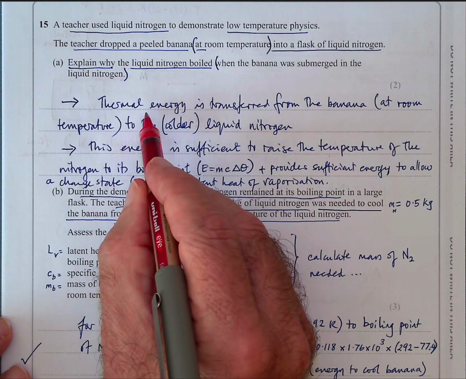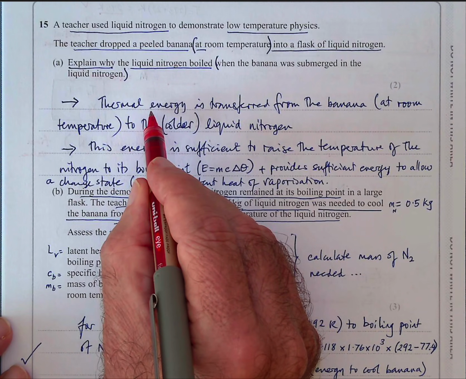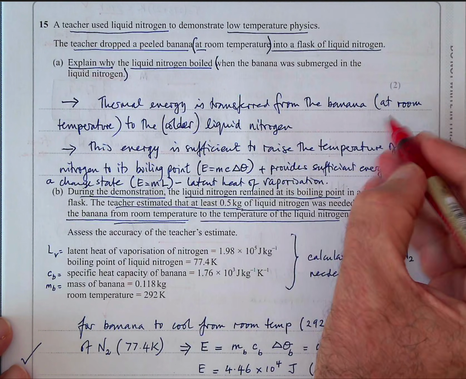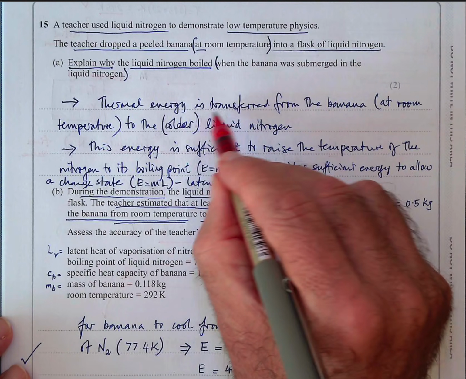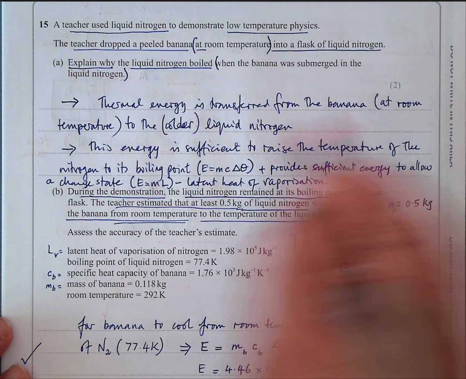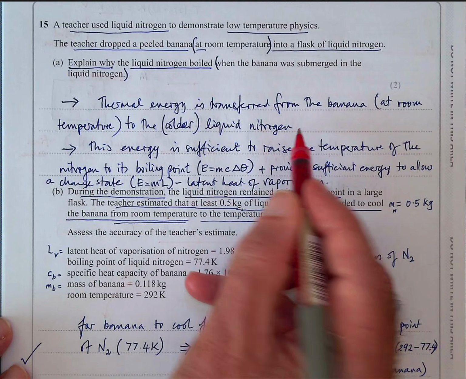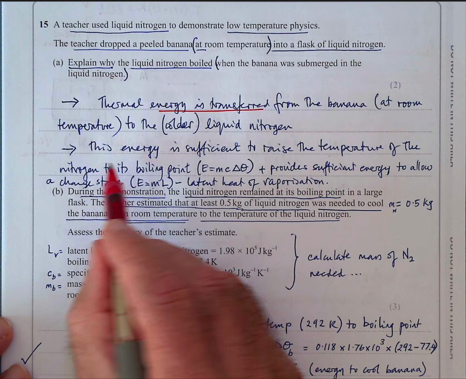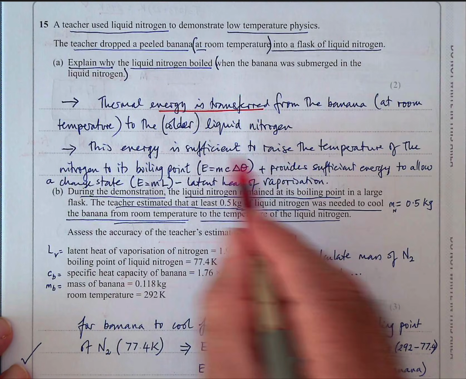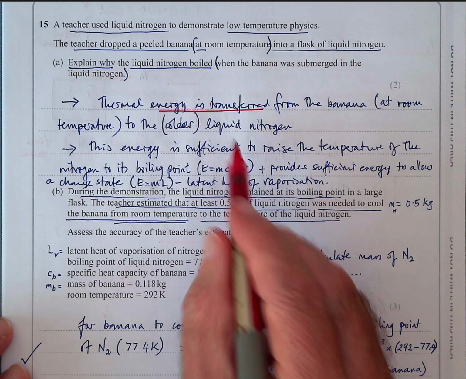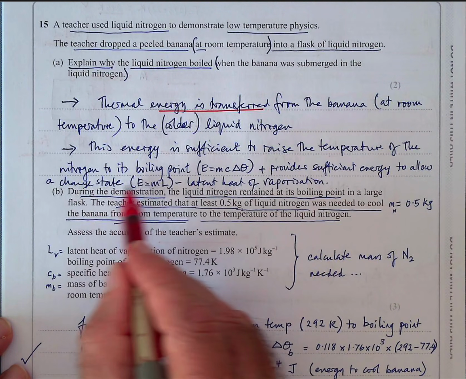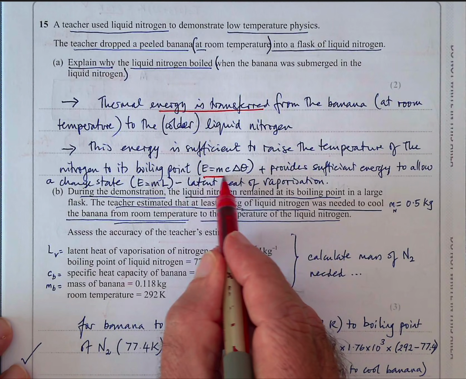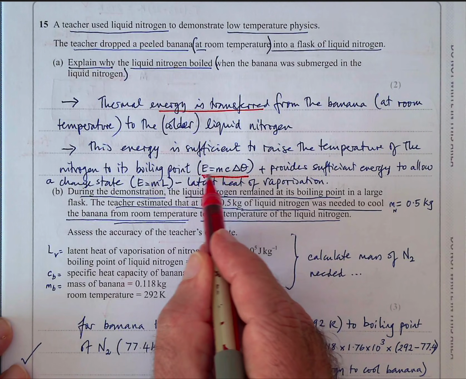So heat always moves from high temperature to low temperature. So the thermal energy is transferred from the banana at room temperature to the colder liquid nitrogen. So you need to talk about energy transfer. Second point, this energy must be sufficient to raise the temperature of the nitrogen to its boiling point, using the specific heat capacity equation.